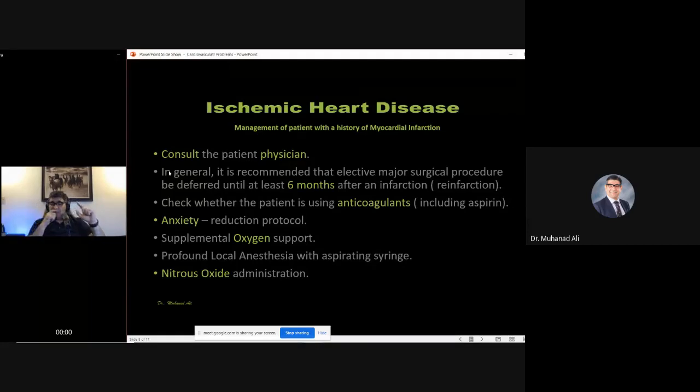with myocardial infarction, usually 6 months after the last attack. I recommend that unless you have to do an emergency. So if the attack was, for example, 3 months ago, and we have to do an emergency, you have to consult. Okay? 6 months after the first attack, for me, is a safe period. 3 months, no. You have to consult, please.